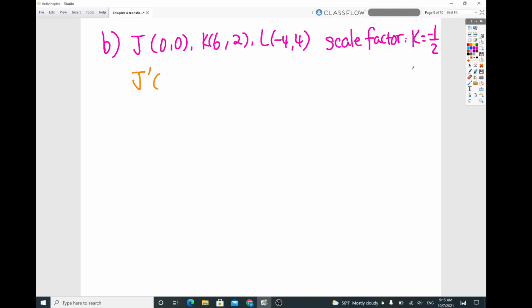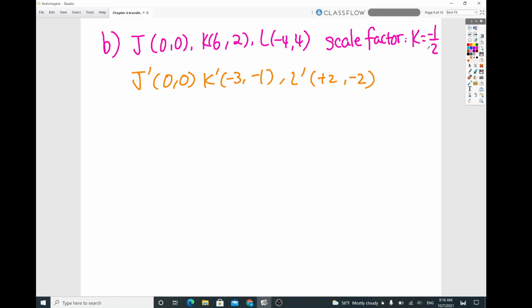So multiplying by negative 1/2 is still considered (0, 0). And then K prime, 6 times negative 1/2 is negative 3, and 2 times negative 1/2 is negative 1. Then L prime, negative 4 times negative 1/2 is positive 2, and 4 times negative 1/2 is negative 2.